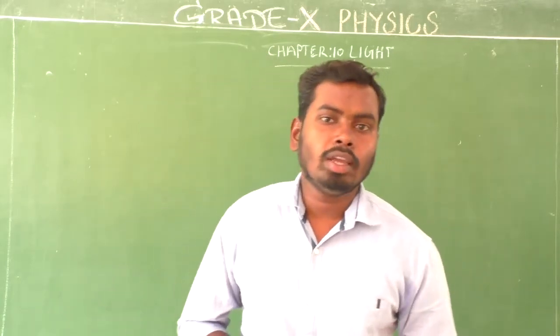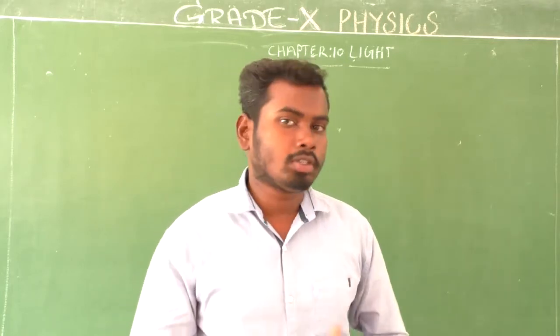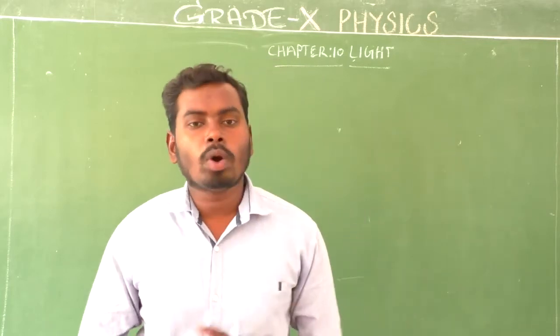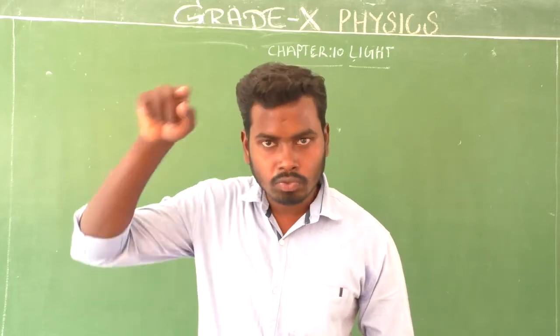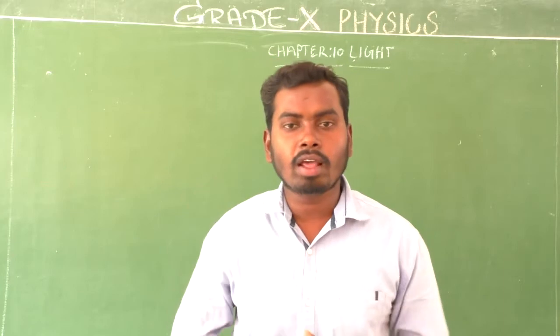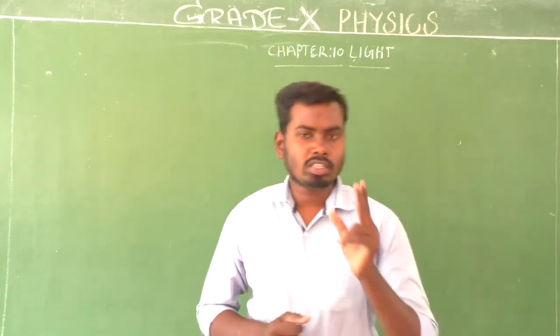Second rule is actually the reverse case of the first rule. A ray of light which passes through its focus becomes parallel to the principal axis after refraction through a convex lens. This is the second one.